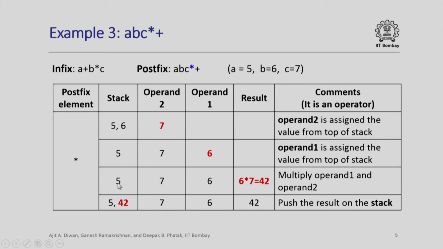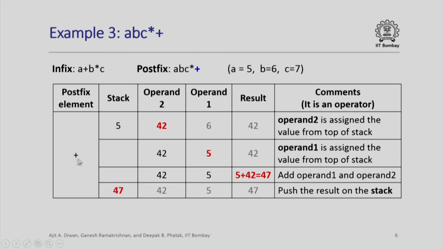Note that 5 was already on the stack, now 42 gets added to the stack. So, currently on my stack I have now 2 values, 5 and 42. Let us look at the further plus string that we will encounter next. When the plus string comes, remember we had 5 and 42 on the stack.